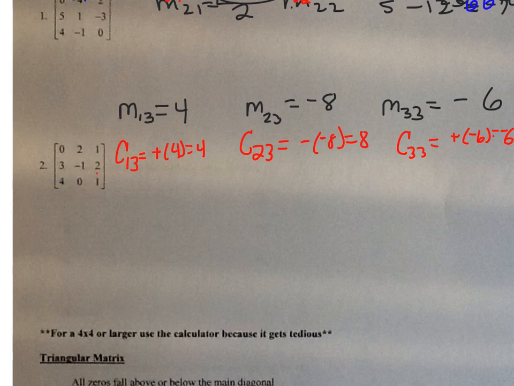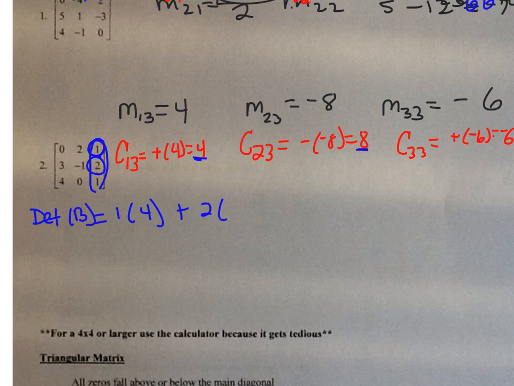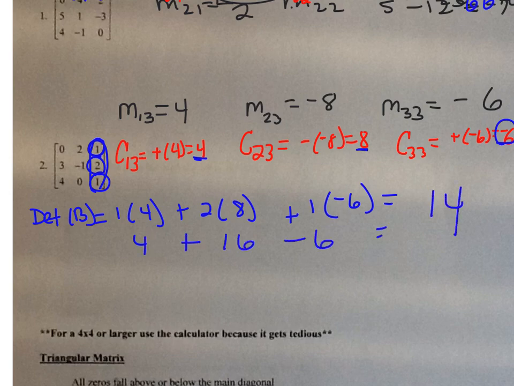Okay, so now to find my determinant, I'm going to call this B. My constant column was column 3, so it's 1, 2, 1. So it's 1 times its cofactor, which is 4, plus 2 times its cofactor, which is 8, plus 1 times its cofactor, which is negative 6. So that's 4 plus 16 minus 6, and that comes out to be 14.